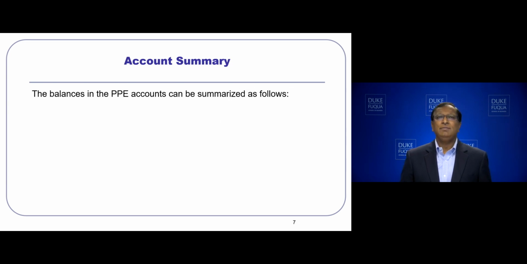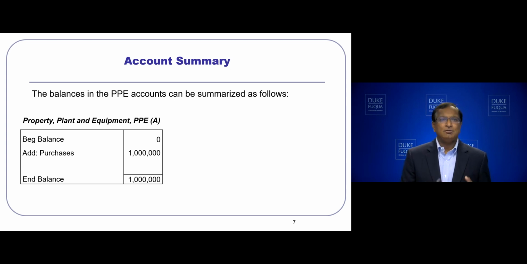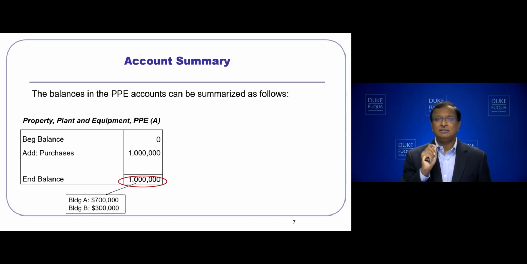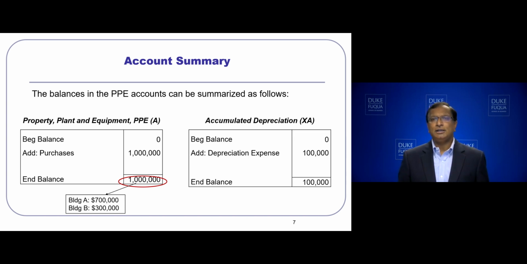Now, the balances in the PPE accounts can be summarized as follows. On the PPE account, which captures the original cost, the beginning balance is $0. We've added two buildings worth $1 million. So the ending balance is $1 million, representing $700,000 for Building A and $300,000 for Building B. For the contra asset accumulated depreciation, the beginning balance is $0, and we have added depreciation expense of $100,000, so the ending balance is $100,000.